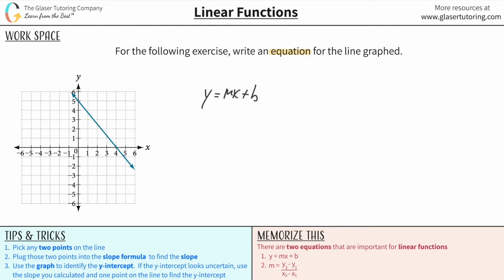So to find the equation, we need to know the slope and we need to know the y-intercept. That's what it means to find the equation of this linear line. A linear line is defined by its slope and its y-intercept. So those are the two things.